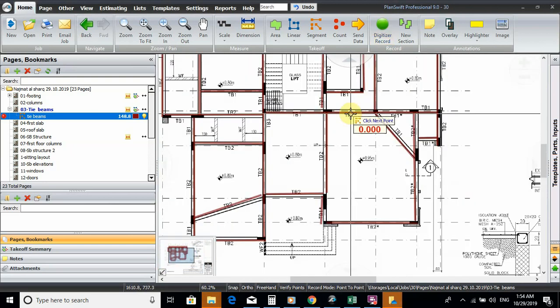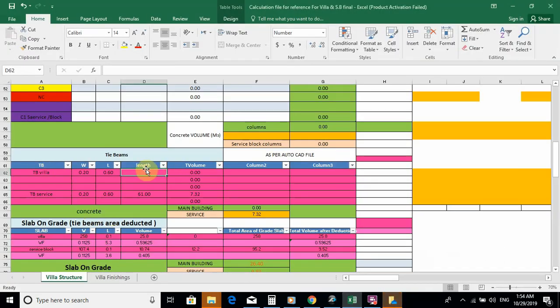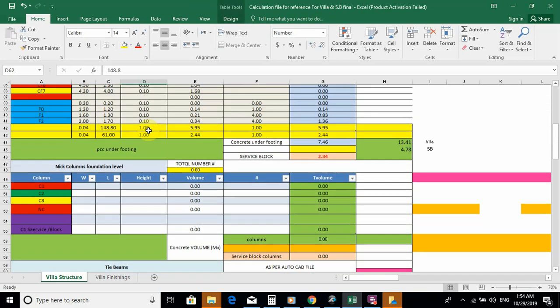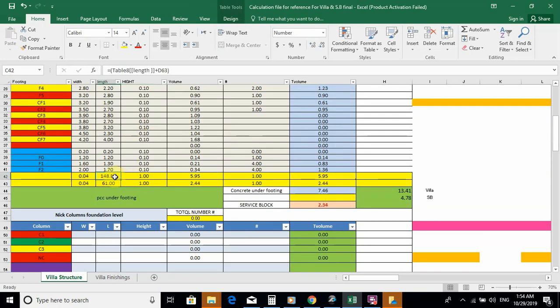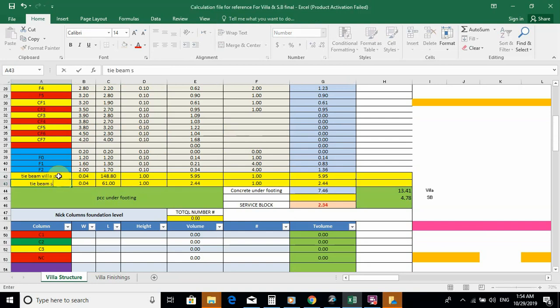Okay, that's great. Now we have tie beams 148.8. You come here, 148.8. This number, because the tie beams are made above PCCs, will be referenced and copied here. Tie beam Villa PCC. Tie beam surface block PCC. Okay. It's not calculated, but it's from an old file. That's why there is a number here.